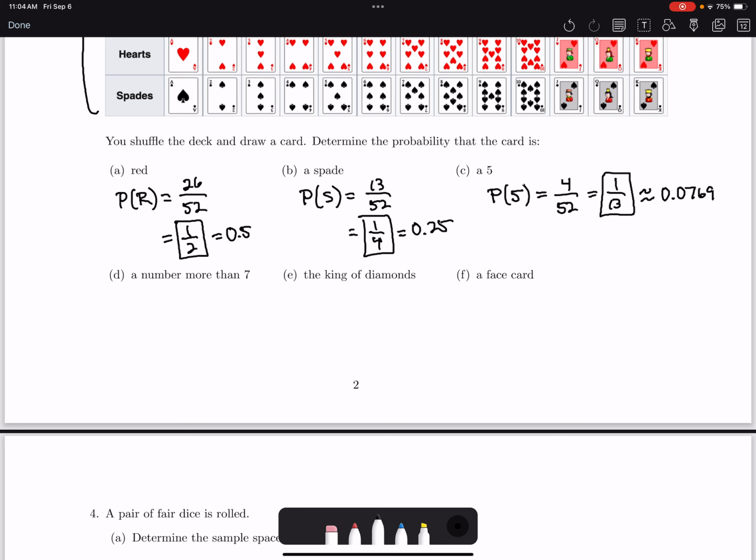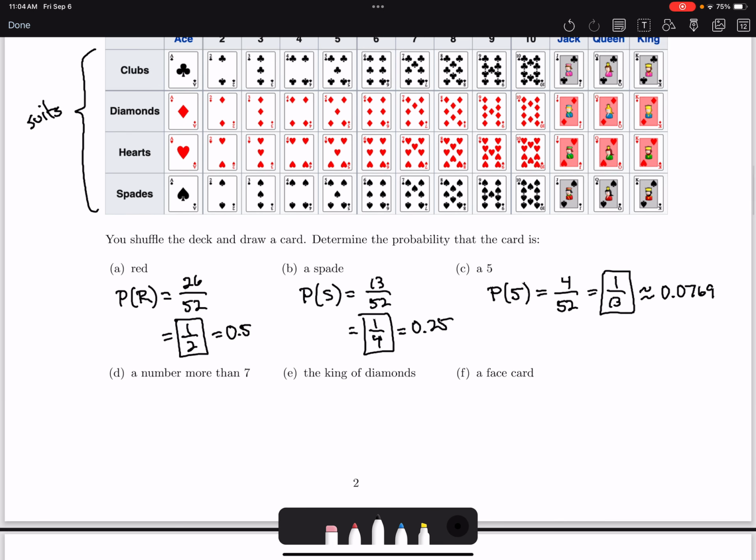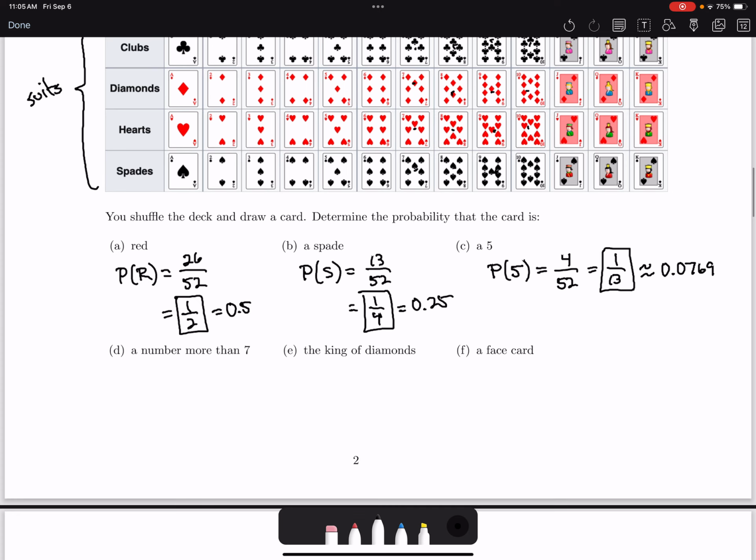Part D asks, what's the probability that we draw a card and the card is a number that's more than 7? In order for it to be a number, I think the face cards are not allowed here, so we won't count those. It needs to be a number more than 7, that would be 7, 8, 9, or 10. But we're not going to say that the answer is 4 out of 52, because there aren't just 4 of these kinds of cards. There are actually 16 of them, right? We've got 1, 2, 3, 4, 5, 6, 7, 8, 9, 10, 11, 12, 13, 14, 15, 16. Okay, so 16 cards that are more than 7.